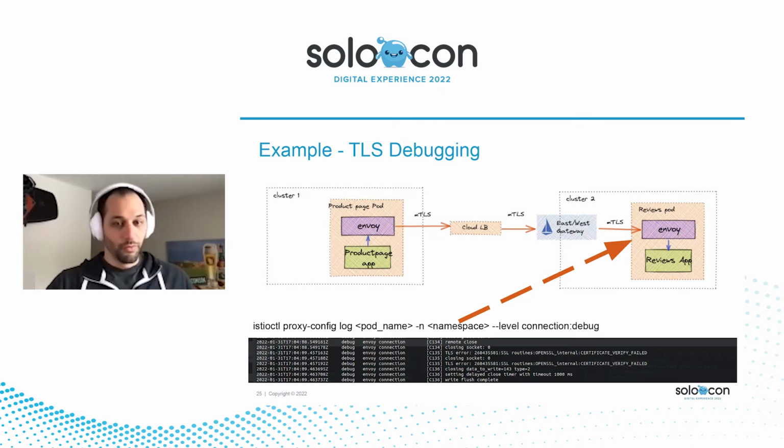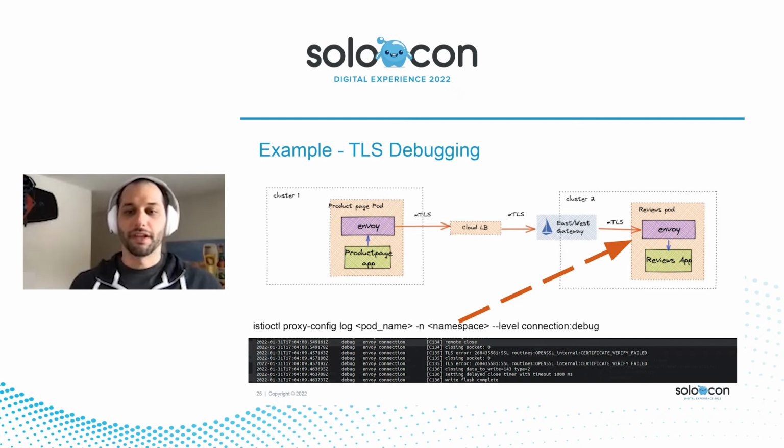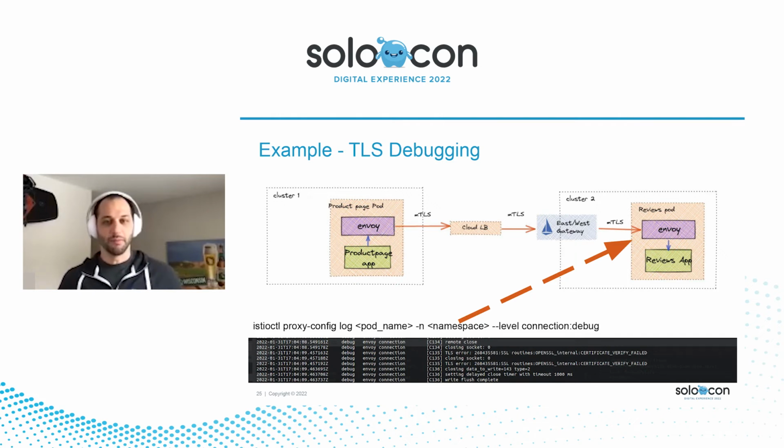And so what we can do is enable the reviews sidecar to log that debug level connection. And we can see below here that the certificate verification was failing at the TLS level. Without enabling this debug, you actually wouldn't see any problems. You would just see these two pods not being able to communicate. This is a very common thing that we do with our customers, but without knowing about this command, it's very, very hard to debug.